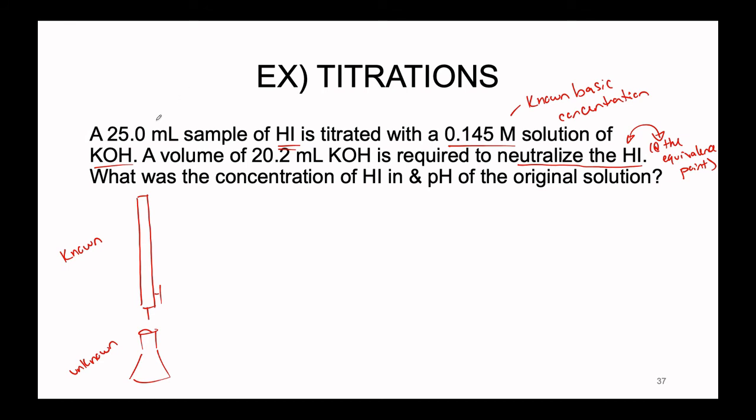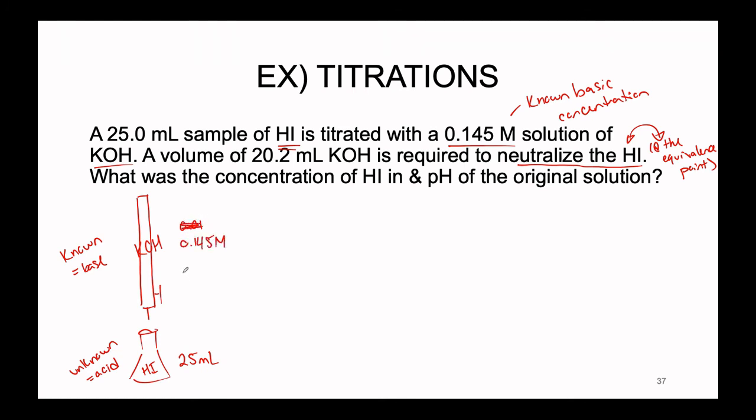And so the 25 milliliter sample of HI we now know pertains to the unknown, since that's exactly what concentration and pH we're looking for. So I'm going to say 25 milliliters of the HI is going to be present down below. HI is what is inside of this flask. The known is going to be the KOH. The base is what is known. Known is base, unknown is acid.